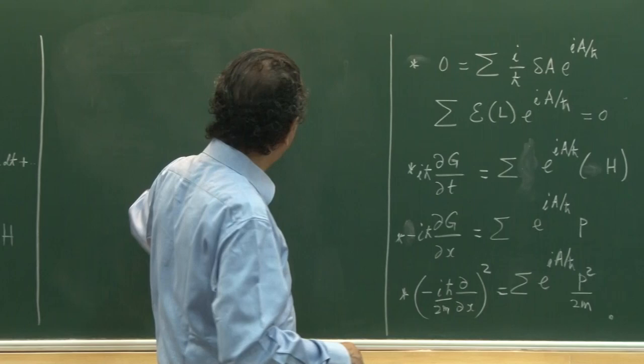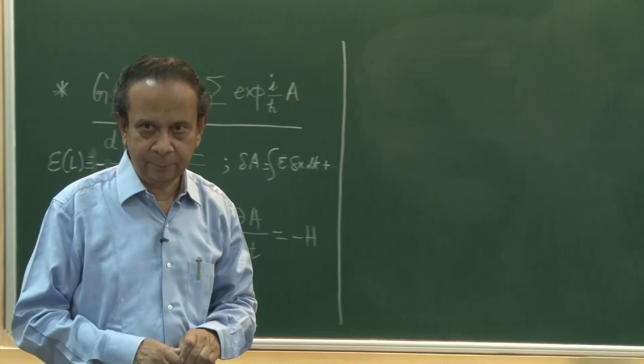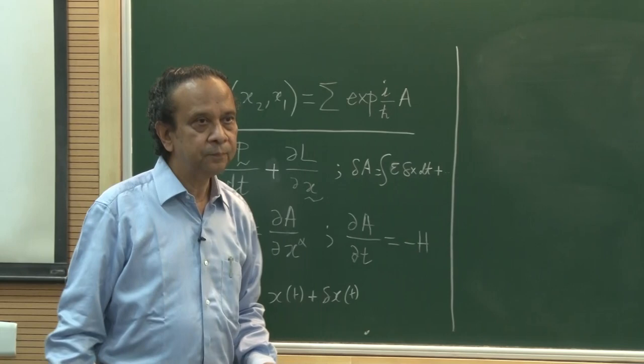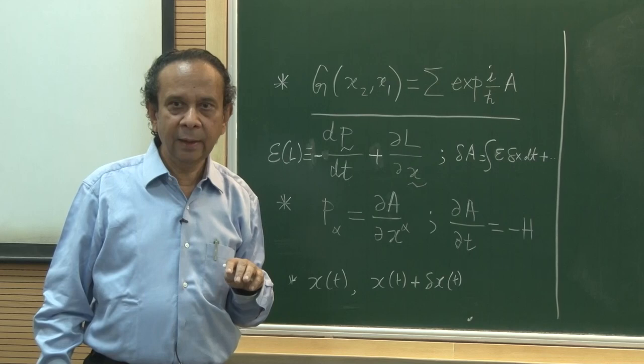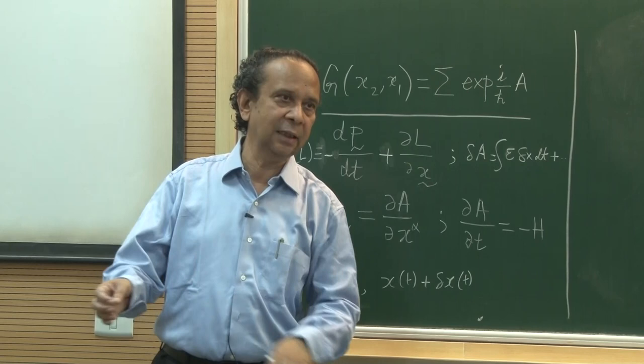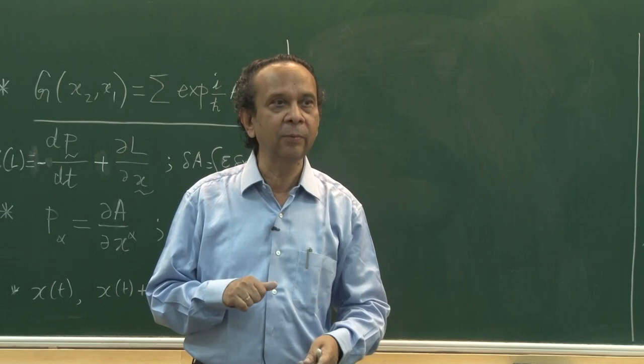In particular, I want to take up one particular property. All along we said that when you are doing this sum, if there is a path which satisfies this particular differential equation, that path is going to stick out. Okay? That path is going to stick out. Therefore, this is the classical trajectory and we have got classical mechanics. If you think carefully about it, we haven't done any of that. There is a bit of a problem here.